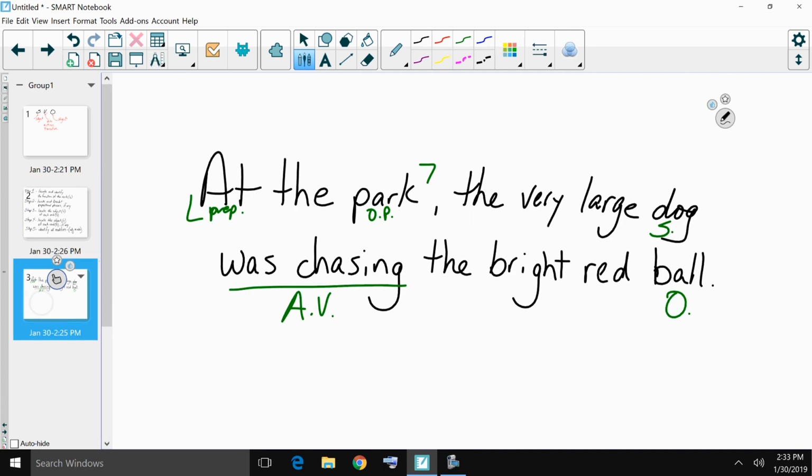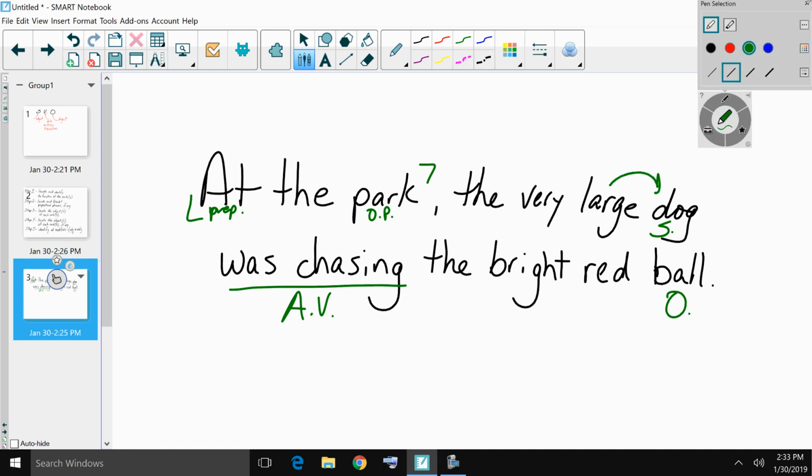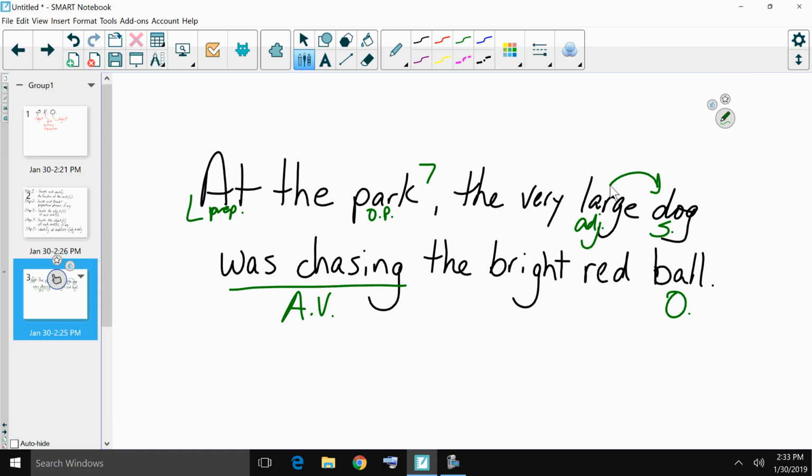All right, Sean, go ahead. Large modifies what? Large modifies dog. Yes, I recommend you draw these arrows. What does that make it? Which type of modifier? Very good. That makes it an adjective. Okay? Any others? Arish. Very modifies large, thus it is an adverb.